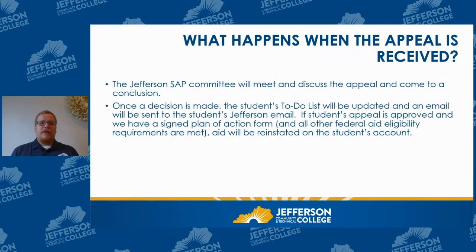What happens when the appeal is received? After your SAP appeal has been received, as well as all of your documentation, the SAP committee will meet and discuss your appeal while coming to a conclusion. After the decision is made, your to-do list will be updated and an email will be sent to your student email address through Jefferson. If your appeal is approved, we will have to have a signed plan of action form, and all other federal aid eligibility requirements must be met before aid will be reinstated on your account.